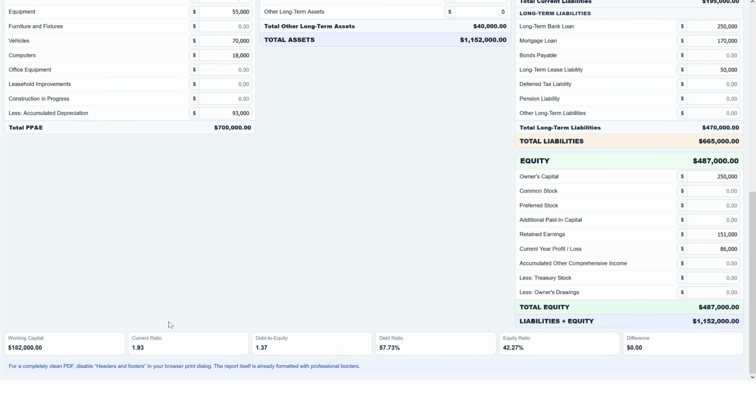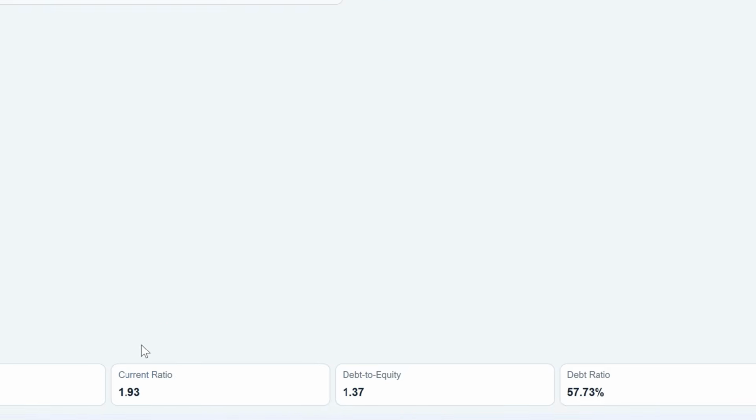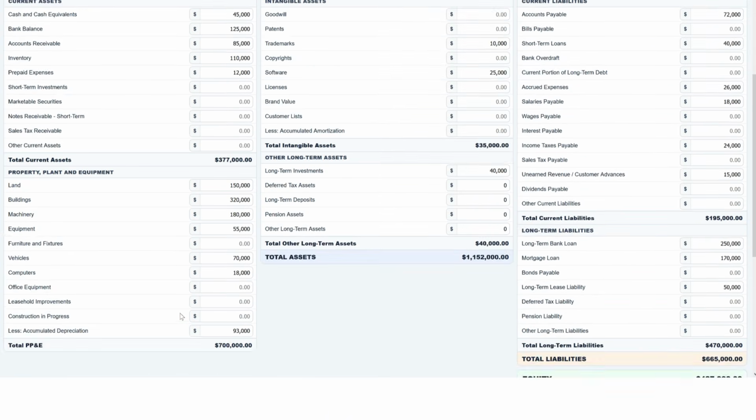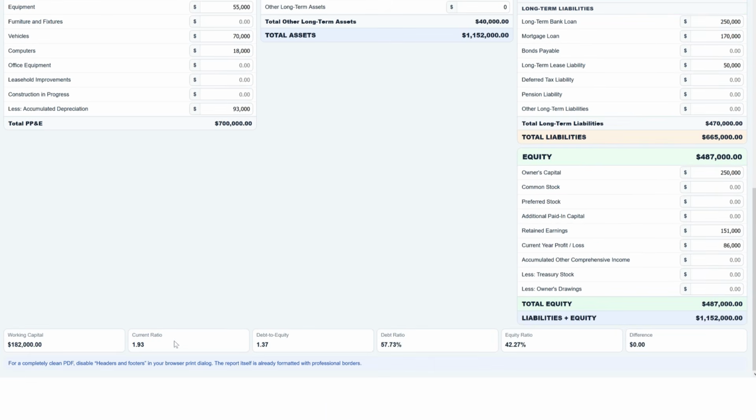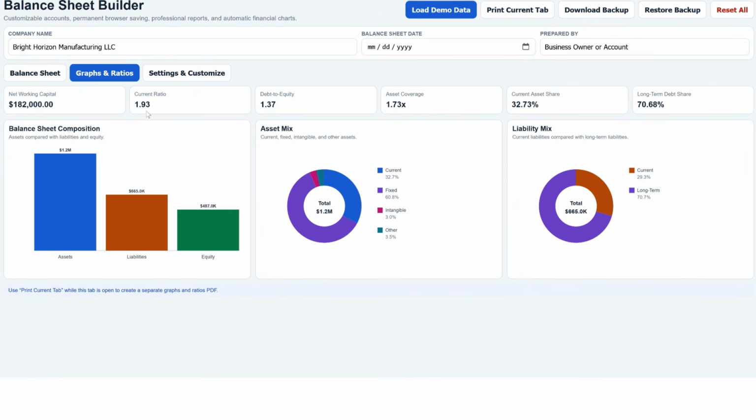The next financial measure shown by the application is the current ratio. This ratio compares current assets with current liabilities. Instead of looking only at cash in the bank, it evaluates whether the business has enough short-term assets to cover short-term obligations. The application also calculates the debt-to-equity ratio. This ratio compares the company's borrowed money with the owner's investment. It helps business owners understand how much of the business is financed through debt versus owner capital.